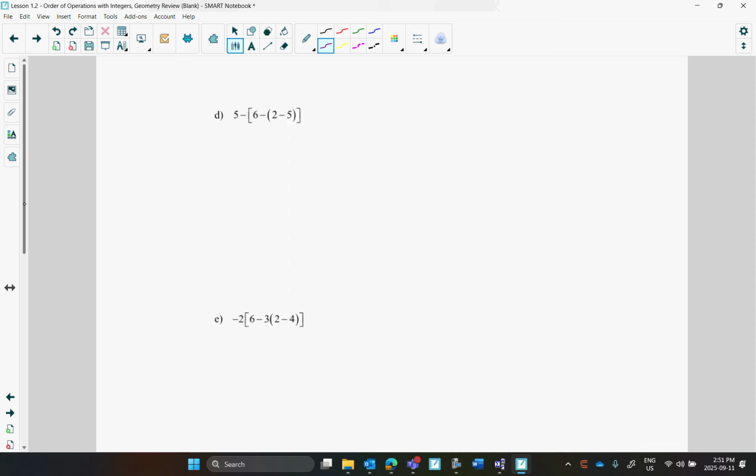So the only thing we're going to do is to subtract 5. Everything else stays the same. The brackets are still there. The 5 minus, the 6 minus is still there, except the 2 subtract 5 becomes negative 3. And again, you can put parentheses around it. If you don't, not a huge deal.